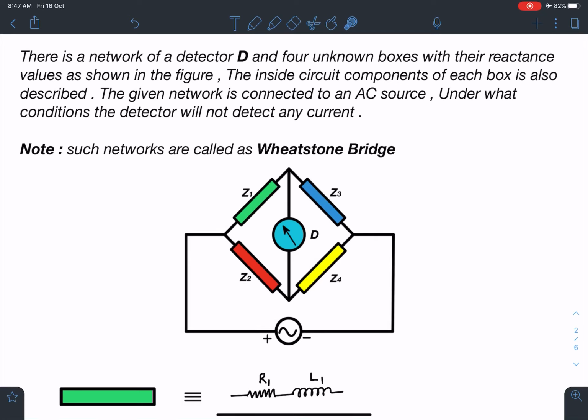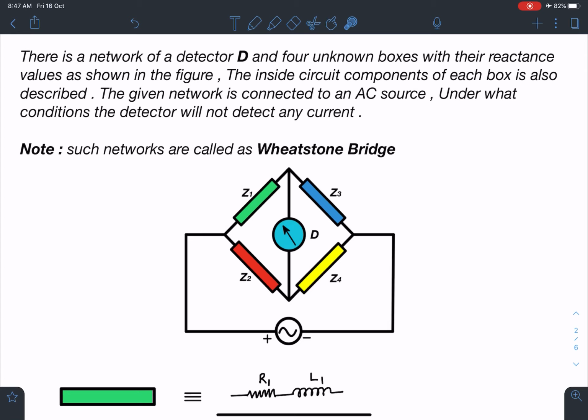This is Nitin here, and today I have come up with a very different and very amazing problem. So it is Wheatstone bridge in AC circuits. It's a rare problem, but today we are going to discuss two different cases of it. So here is the statement of this problem.